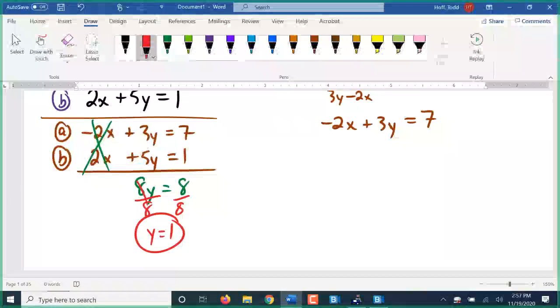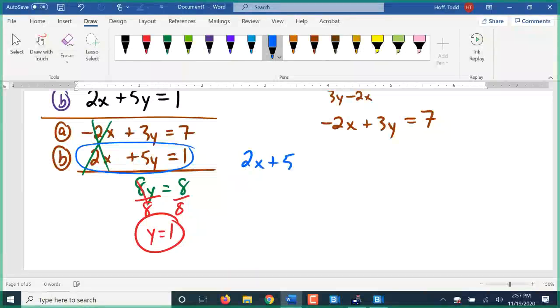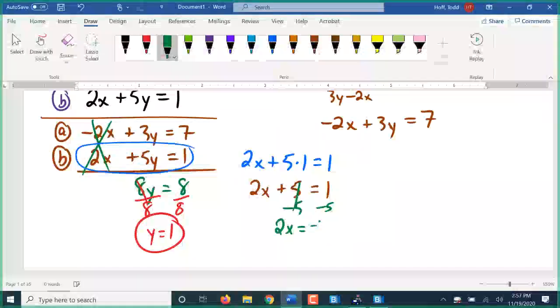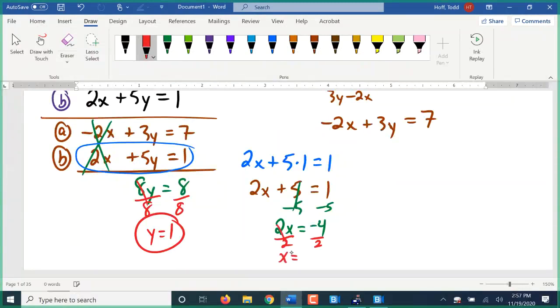Then we go back to find x. I'm going to use the bottom equation since it's all positive. 2x plus 5y will become 2x plus 5 times 1 equals 1. We combine what we can. 5 times 1 is 5. Now we solve. We'll subtract the 5. 2x is negative 4. Now we divide by 2. X equals negative 2. So that gives us x is negative 2 when y is 1.